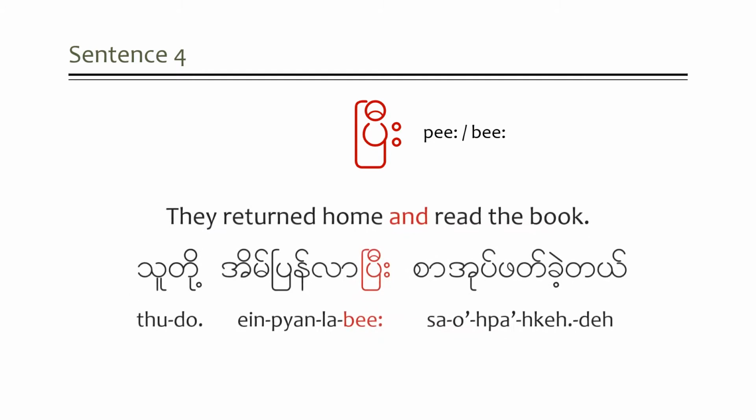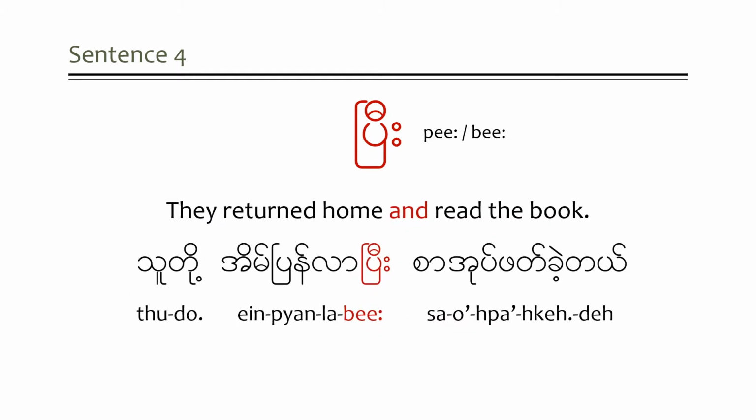Now our last sentence uses that second particle we've discussed, pi or bi. They returned home and read the book. In Myanmar, Turo Impian Labi Sao Pakere. Once again, we're connecting the ideas of returning home and reading a book with the word and. Once again, in the same position as in the English language.